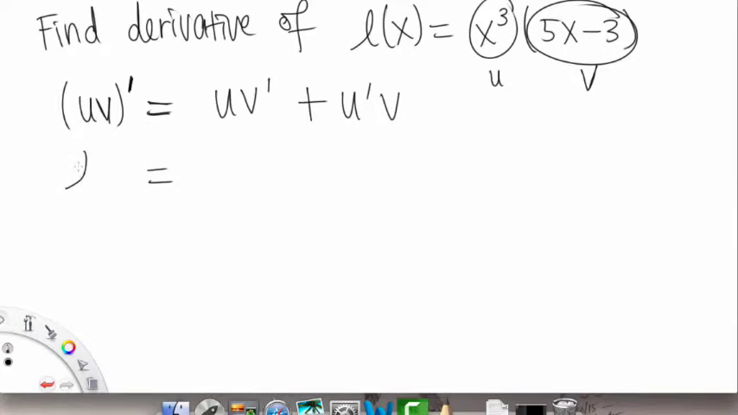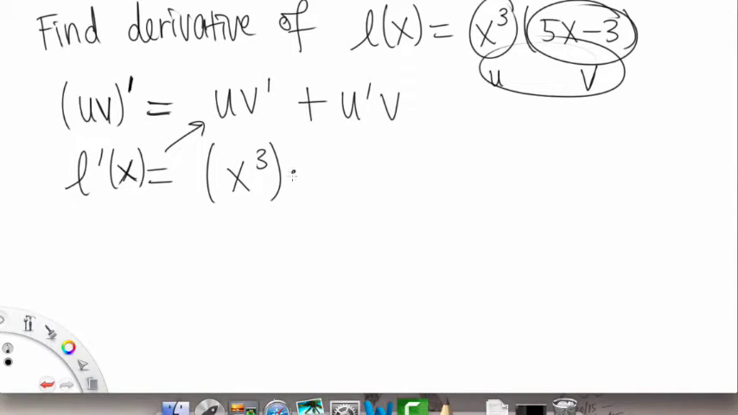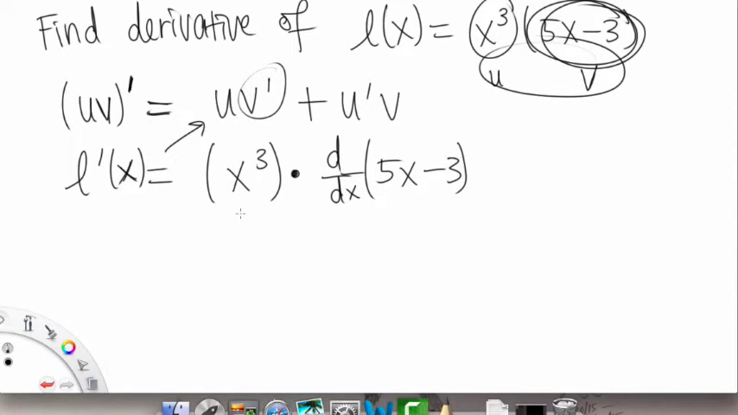So the derivative of L of x, of u times v, right? L of x is u times v. L prime of x is going to be this thing, which is going to be u. So we copy down u, that's an x to the third. And then we have v prime, the first derivative of v. That would be d dx, because we're deriving with respect to x, since x is our variable. So this is d dx of 5x minus 3. This is the same thing as v prime. So I'll just label it. This is u. Right now, this is v prime.